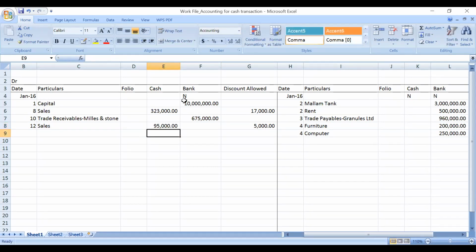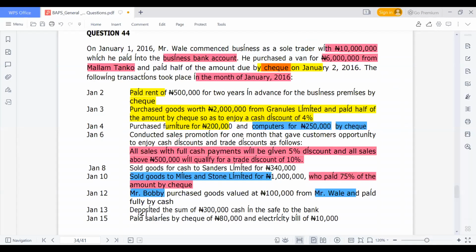The next date, the 13th. Deposited the sum of 300,000 in the safe to the bank. Deposited the sum of cash of 300,000. And let me tell you something now. This is what we call a contra entry. I've been waiting for it.